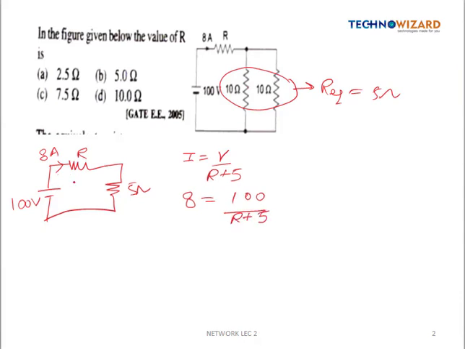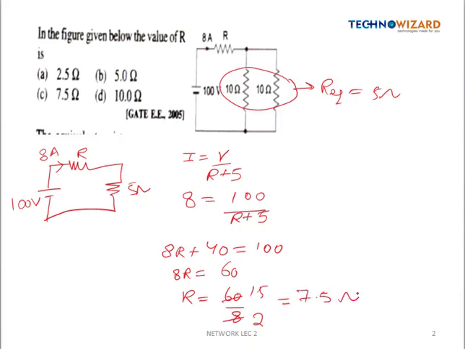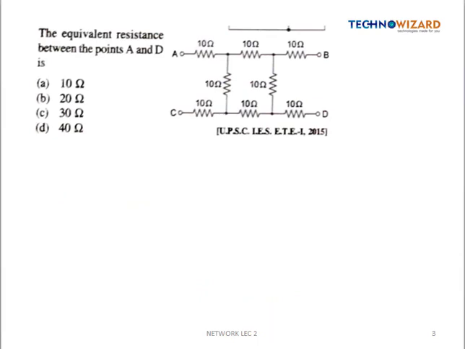So we'll simplify this. 8R plus 40 is equal to 100. So 8R will be equal to 60. So resistance will be equal to 60 by 8, which will be 7.5 ohm, right? So for this question, option C is right. So let's see our next question.